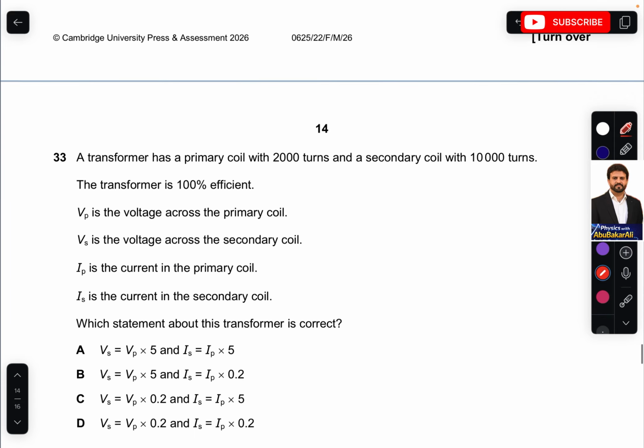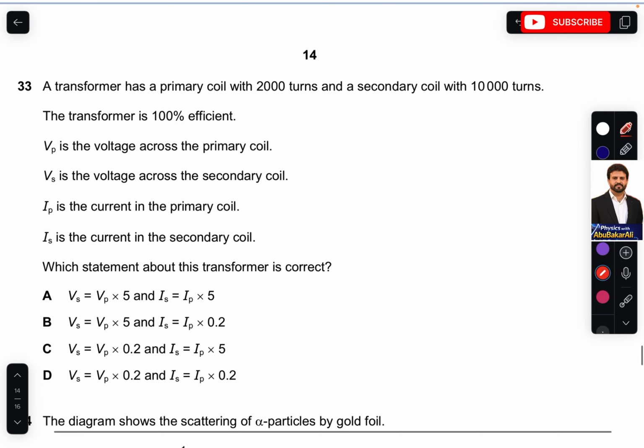Question 33. A transformer has a primary coil of this many turns and a secondary coil of 10,000 turns. The transformer is 100% efficient and they're telling you what the VP, VS, IP and IS are representing. Which statement about this transformer is correct? Okay, and they have given you the different values.